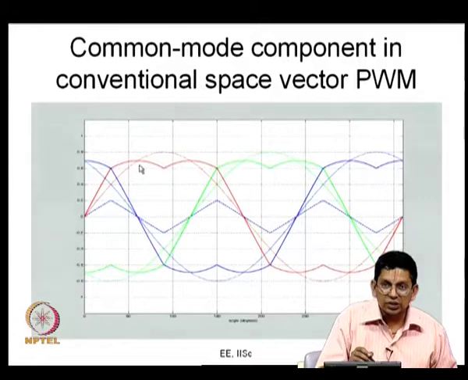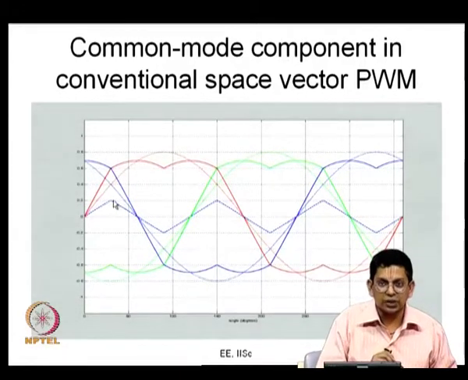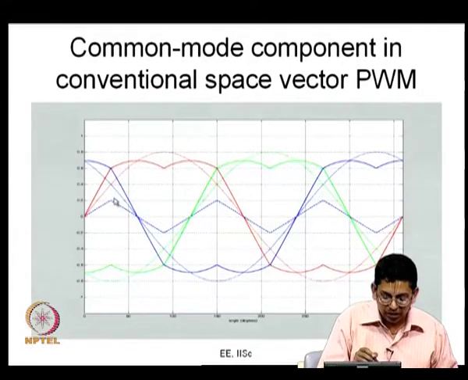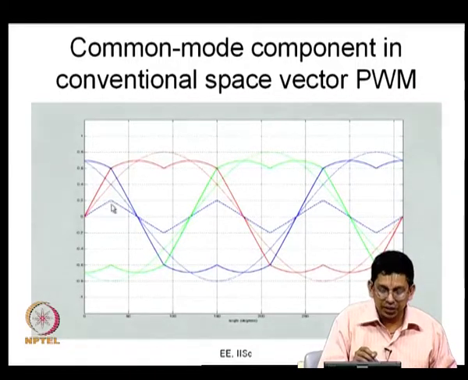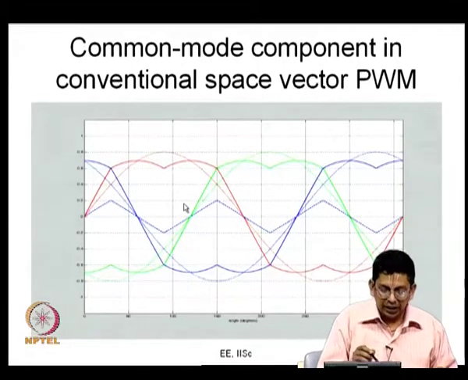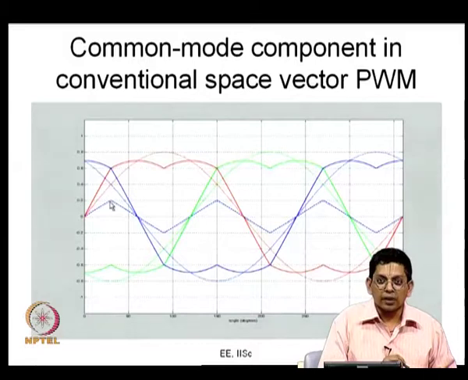Between 0 to 60 degree, MR star is greater than MR, because the common mode component is positive. And at 30 degrees, you can see the change in slope, because the common mode component slope changes there. The slope is discontinuous there. This function MCM is not differentiable at that particular point, right.